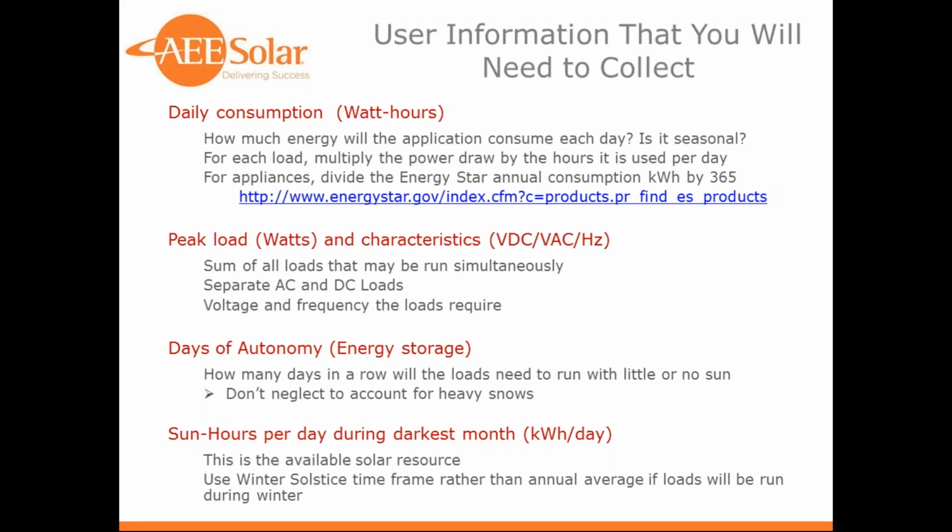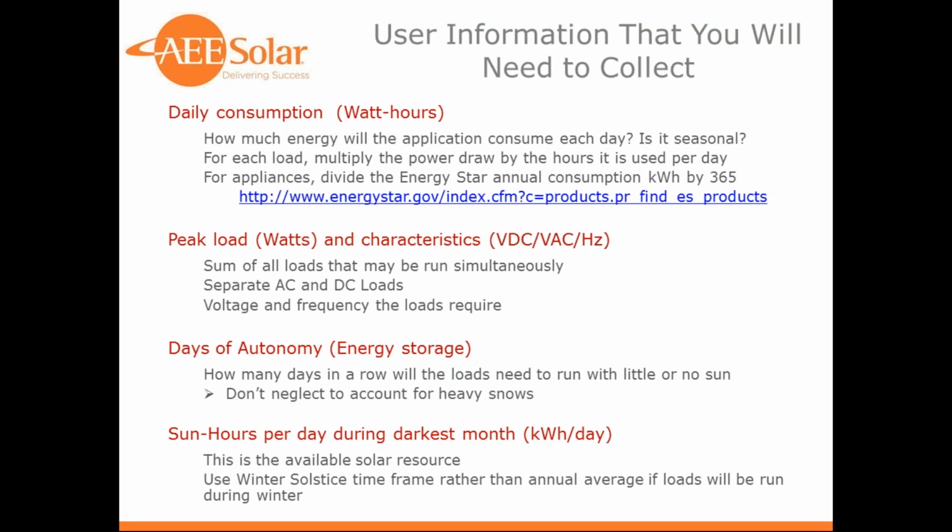We need to know what the peak load is and what the characteristics of the power are. So is it a DC load, an AC load? If it's AC, is it 120 or 240? Is it 50 hertz or 60 hertz? These kinds of things we need to know before we can size the system. So we need to add the sum of all the loads run simultaneously. The inverter has to power many loads at the same time. For instance, maybe a well pump and a washing machine are going to run at the same time. We need to know that to be able to size the inverter.